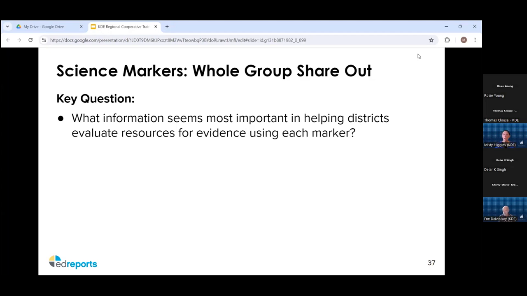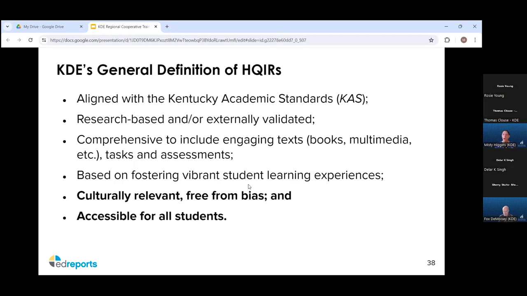So, moving on for time's sake, going back to that general definition of HQIR. We know that they help us to ensure alignment to the Kentucky Academic Standards, which is that first part of KDE's general definition. But now let's jump down to the last two bullets. In order for something to be considered high quality, it needs to be culturally relevant, free from bias, and accessible for all students. And these two are addressed in the next subsection of the Consumer Guide.